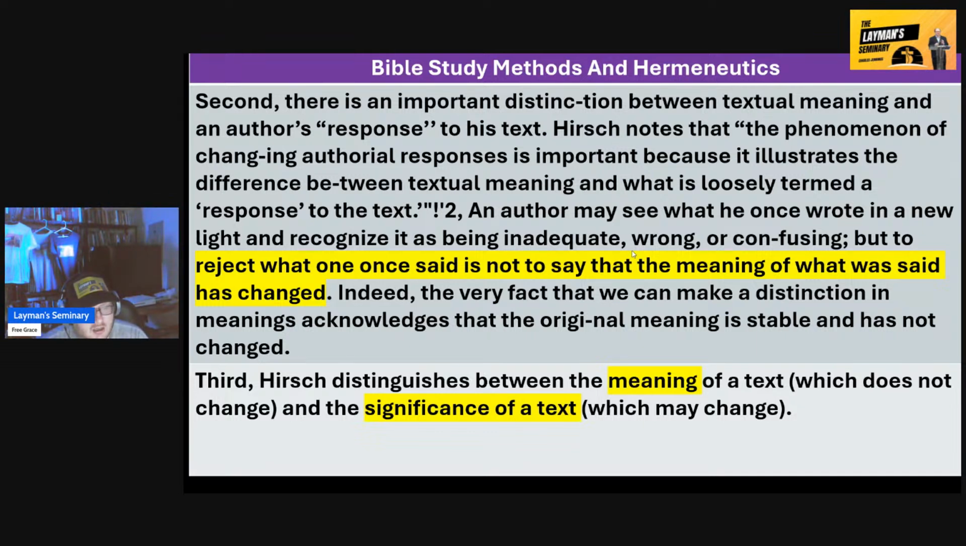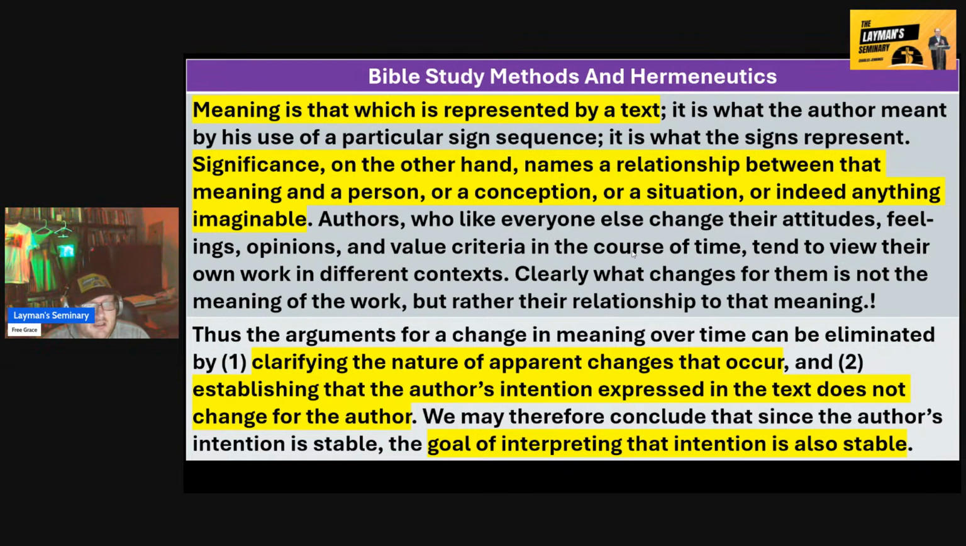Third, Hirsch distinguishes between the meaning of a text, which does not change, and the significance of a text, which may change. Meaning is that which is represented by a text. It is what the author meant by his use of a particular sign sequence. It is what the signs represent. Significance, on the other hand, names a relationship between the meaning and a person, or a conception, or a situation, or indeed anything imaginable.